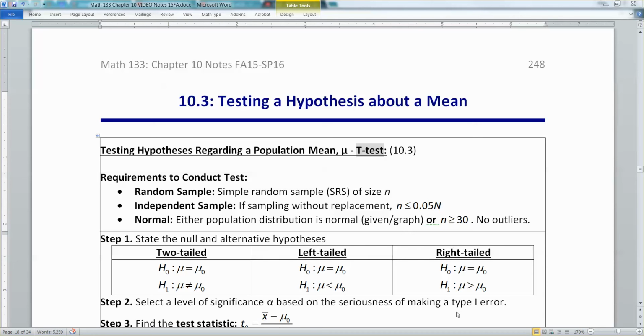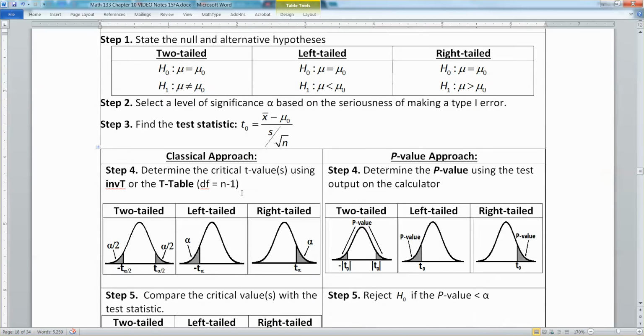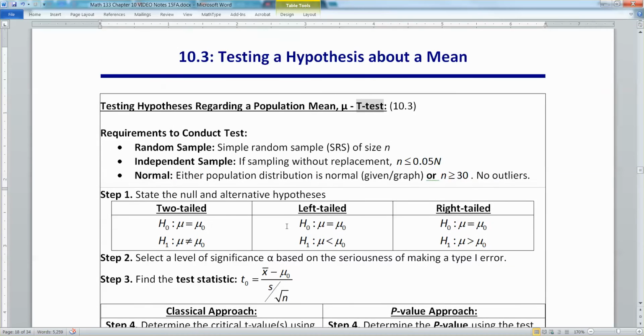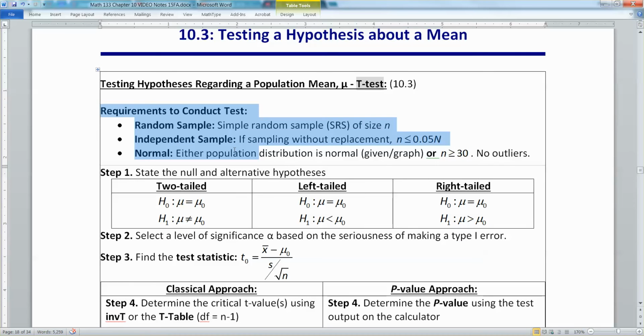So you're going to assume that the mean is a certain value, and then you're going to take your sample data and test that. You can see here it follows a very similar structure to the other hypothesis test, but there are some differences and we want to look at them. The first thing we want to look at is the requirements.